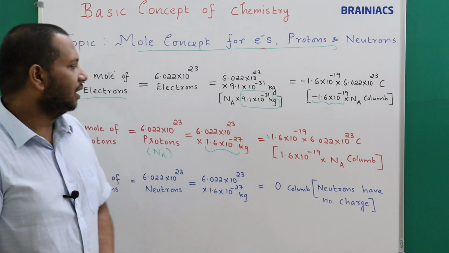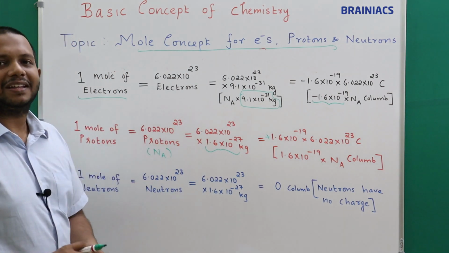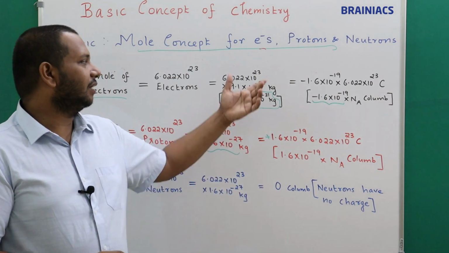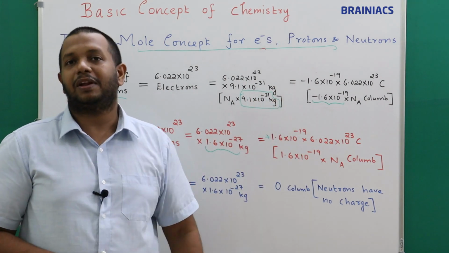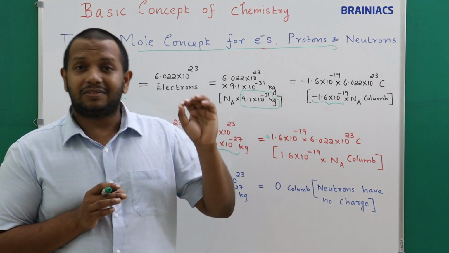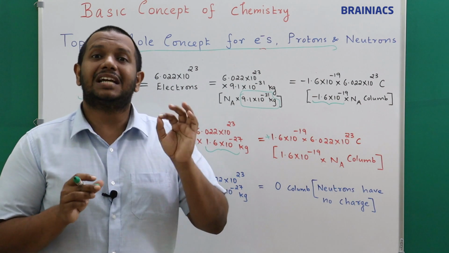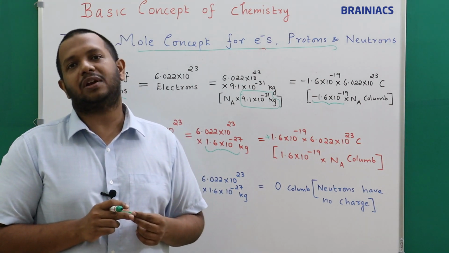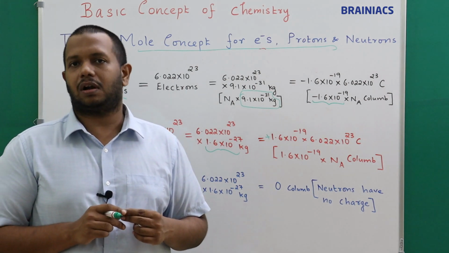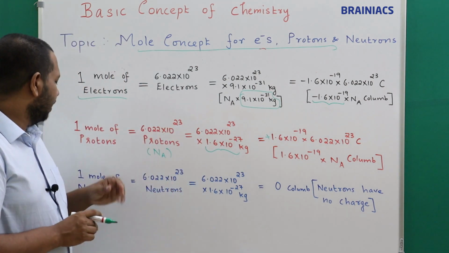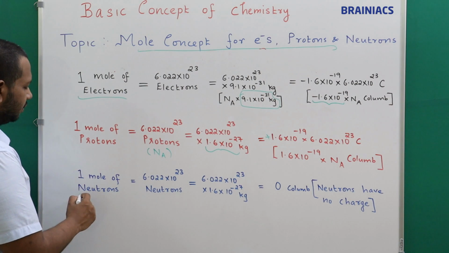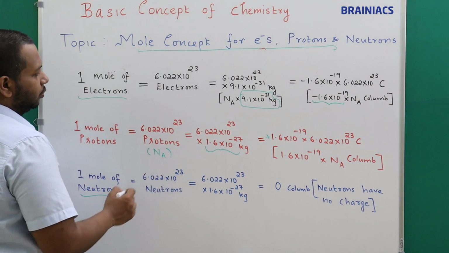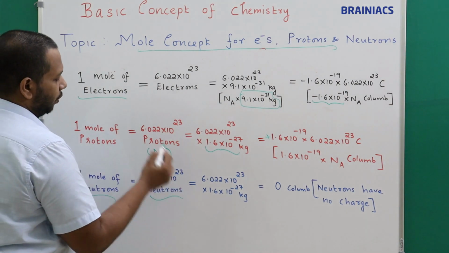Okay. Now last one, neutrons. What is the difference that you will see after seeing electron and proton? I know that the neutron resides inside the nucleus and it is chargeless. And you know that the neutron was discovered by James Chadwick in the year 1931. Okay, so here again, 1 mole of neutrons means what actually? 6.022 into 10 power 23 neutrons.